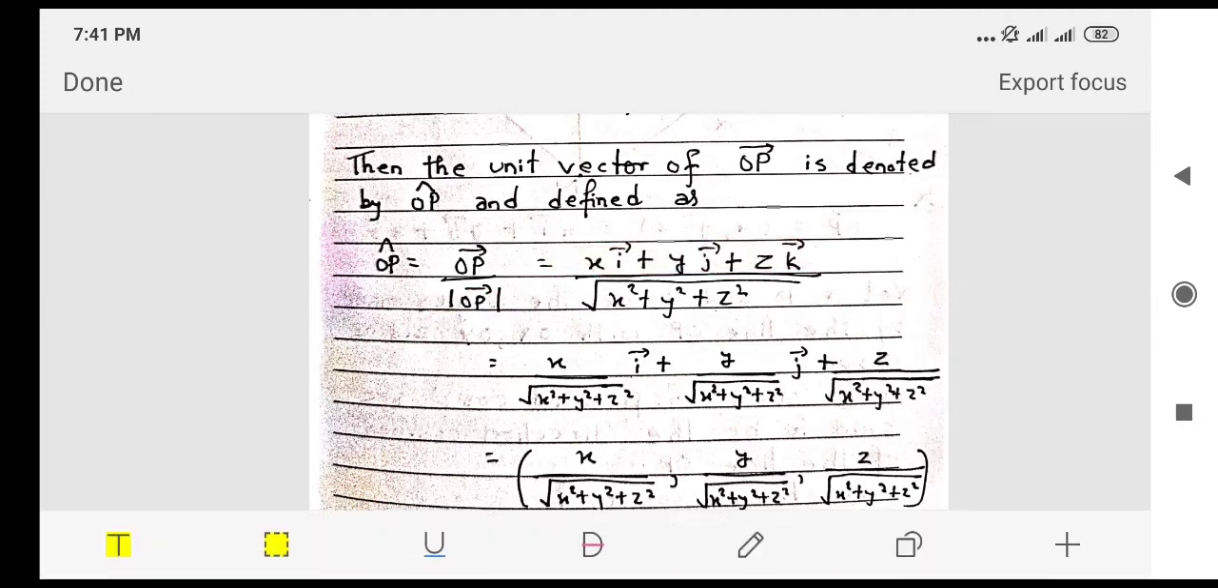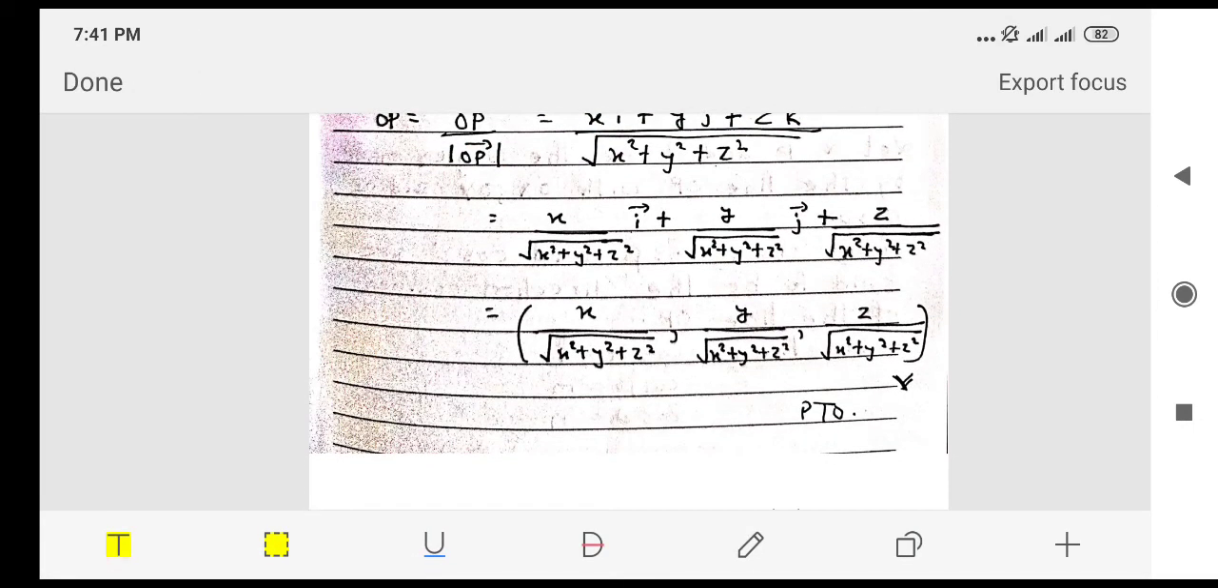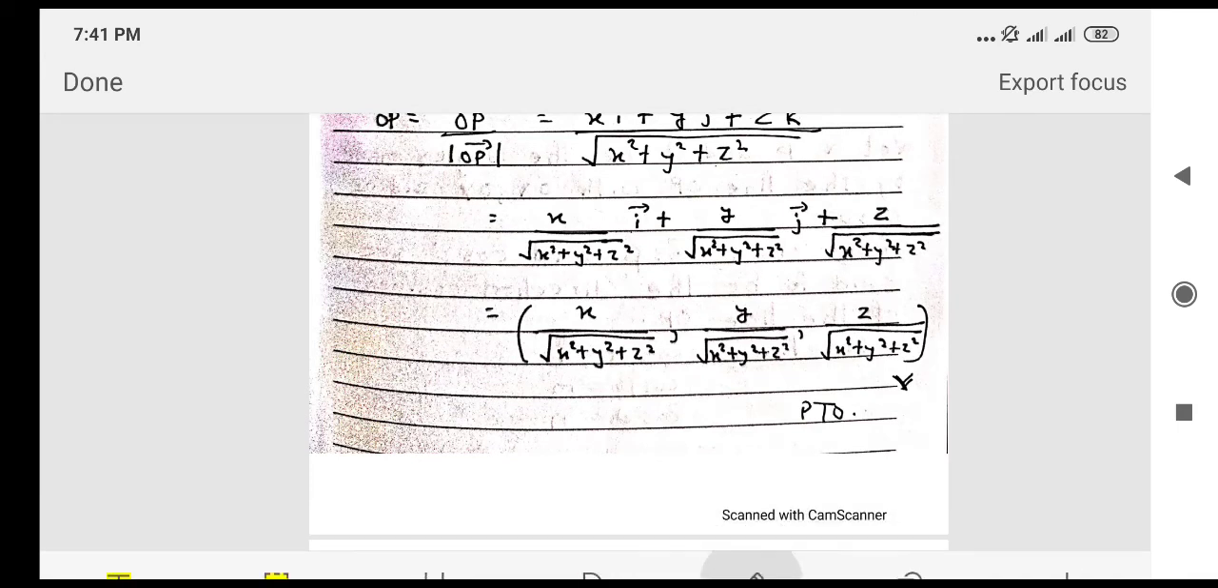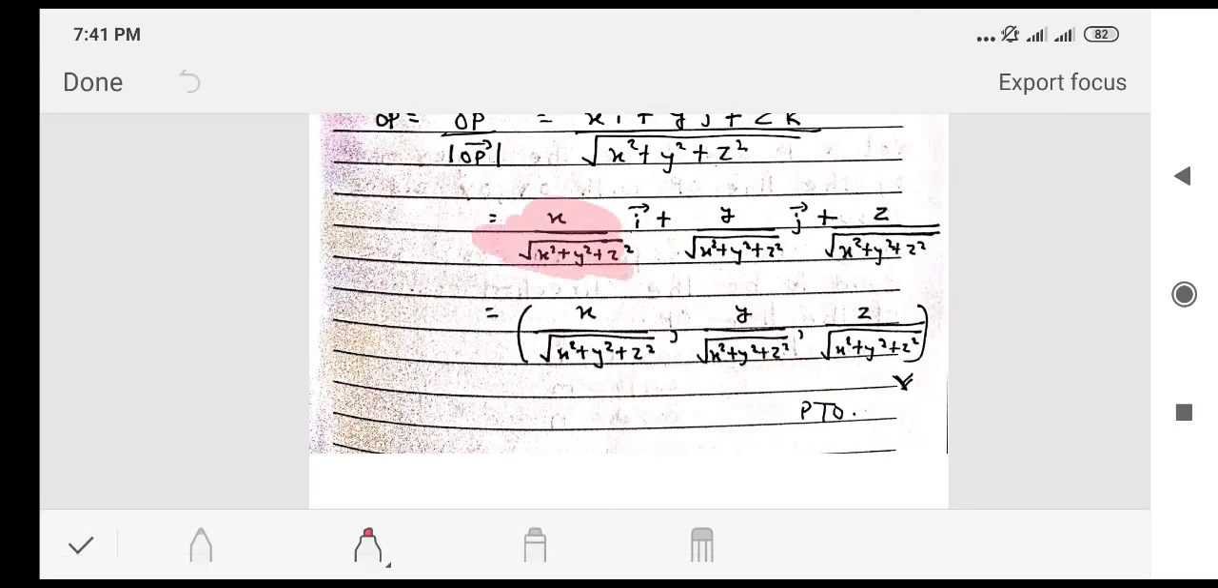Okay, so after putting those values you will get x upon square root of x square plus y square plus z square times vector i, plus y upon square root of x square plus y square plus z square vector j, plus z upon square root of x square plus y square plus z square vector k. Vector k is missing there, so you can write down vector k over there.